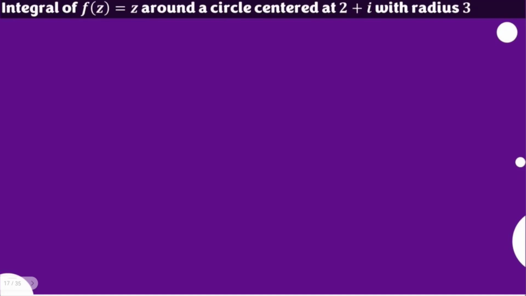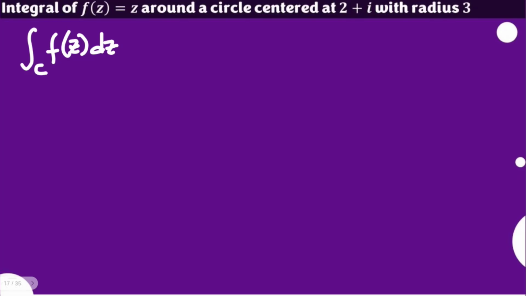Let's identify the integral of the given function f of z equal to z around a circle centered at 2 plus i with radius r. So the path here is a circular path, but the center is no longer at the origin. Hence, we'll be using another form of parameterization specific to this path. Take note that our task here is to identify the integral of f of z dz along the given path.